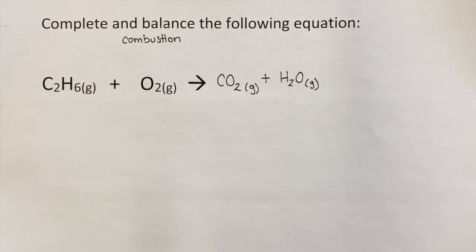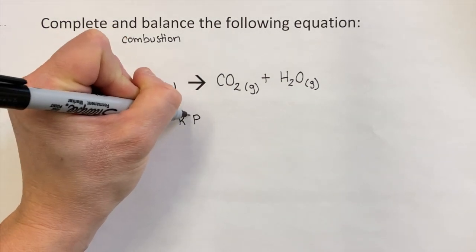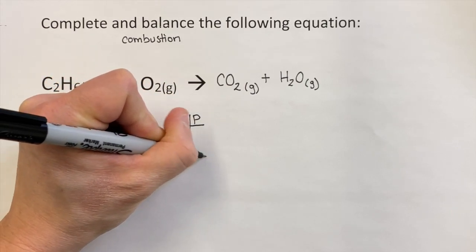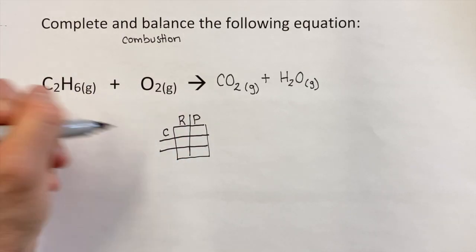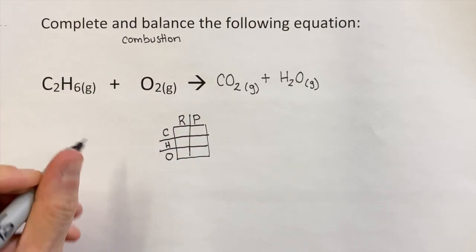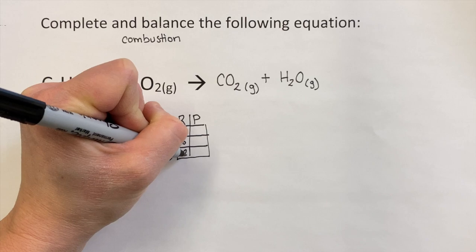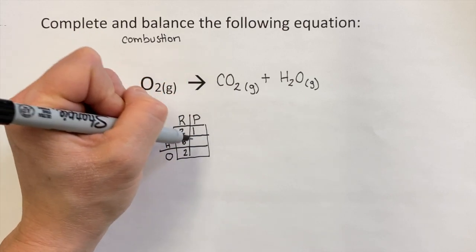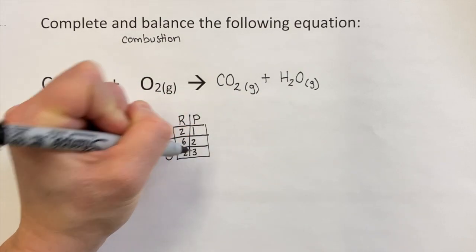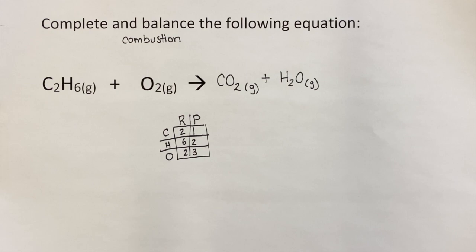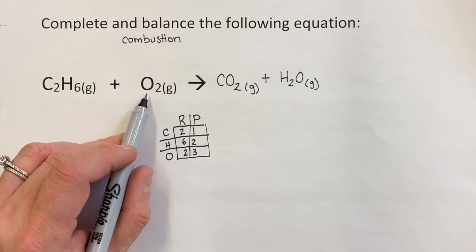So the completing of this reaction is quite straightforward. It's the balancing of combustion reactions that's tricky. So let's give that a try. I've got carbon, I've got hydrogen, I have oxygen. So in reactants, I have 2 carbons, 6 hydrogens, 2 oxygens, and in products, I have 1 carbon, 2 hydrogens, and then 2 plus 1 is 3 oxygens. In combustion reactions, we always like to balance oxygen last, simply because it's alone here, so it makes it a bit more straightforward for us.